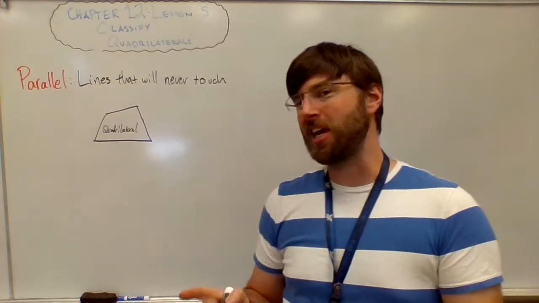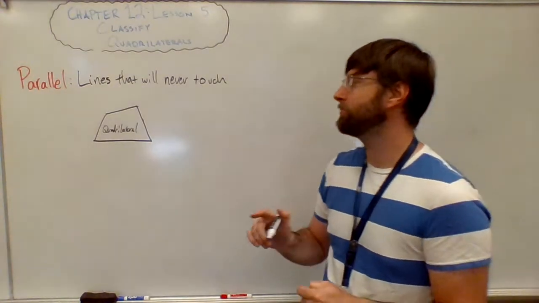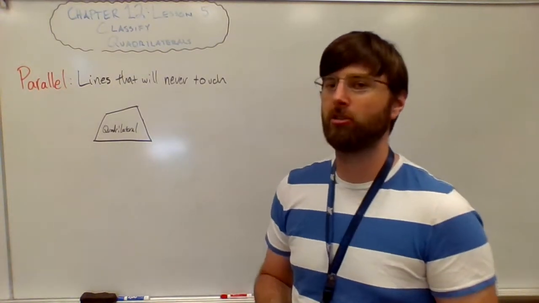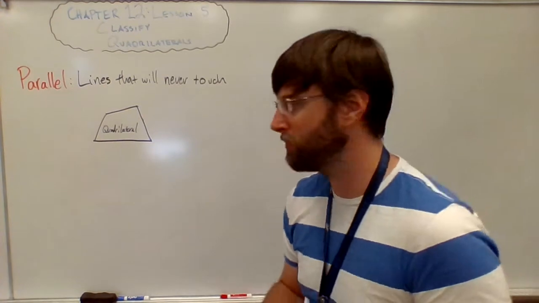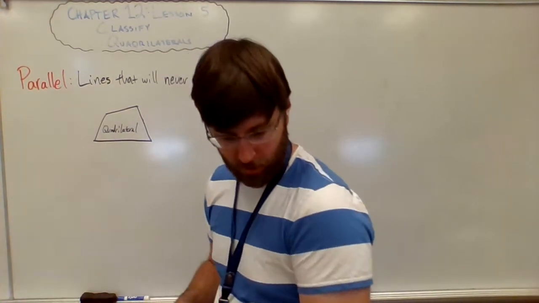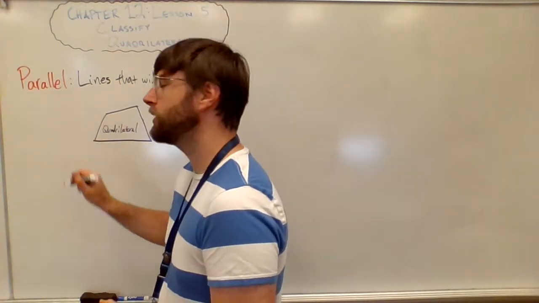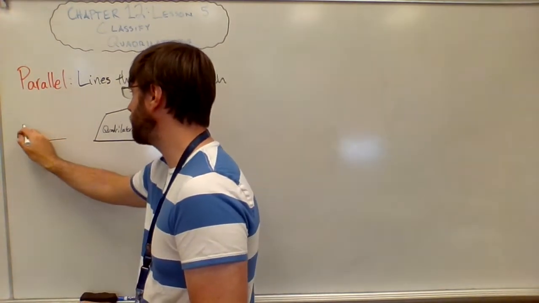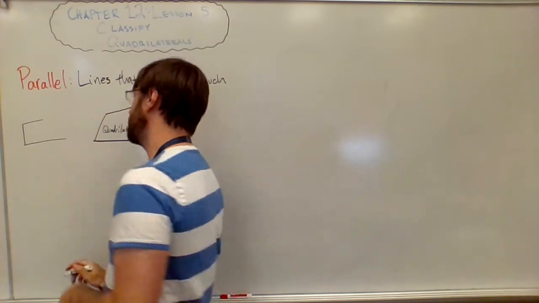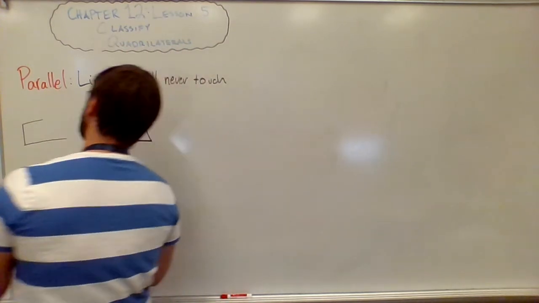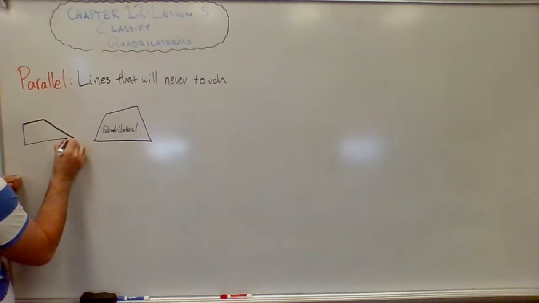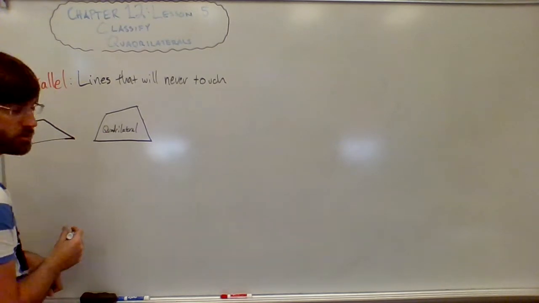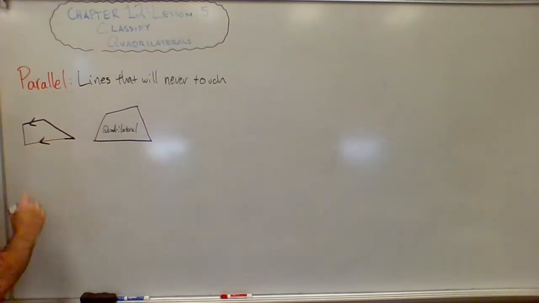Now, if a quadrilateral has one pair of parallel sides, like the ones I drew on the board yesterday, then it's called a trapezoid. So I'm going to draw a trapezoid over here. Oh, I'm going to draw it a little bit nicer. Oh, I'm totally off the screen. Sorry about that. I know you really want to see me.